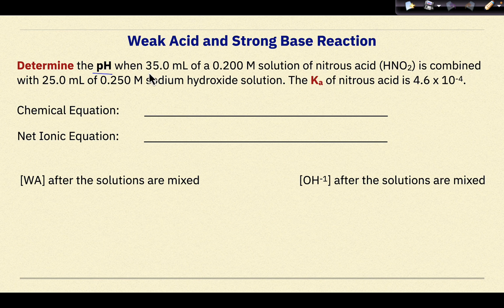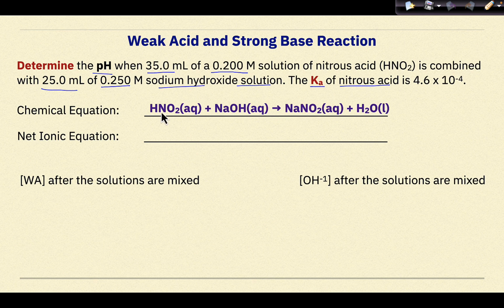Determine the pH when 35.0 milliliters of a 0.200 molar solution of nitrous acid, HNO2, is combined with 25 milliliters of 0.250 molar sodium hydroxide solution. The Ka of nitrous acid is 4.6 times 10 to the negative 4. The chemical equation for this reaction is HNO2 plus NaOH produces NaNO2 plus H2O.